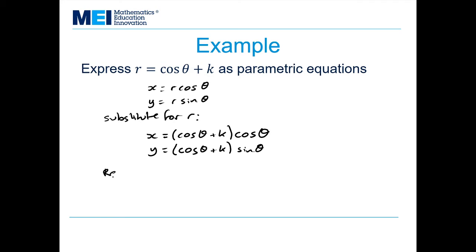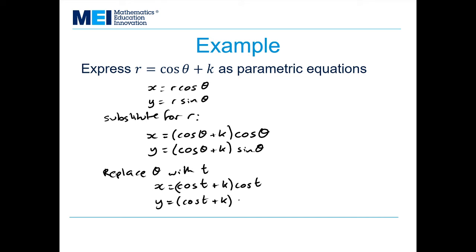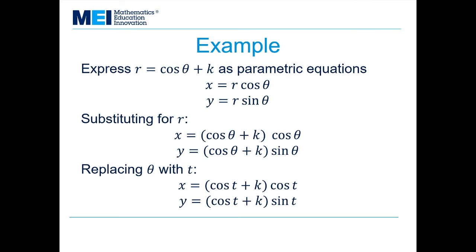And then I'm going to replace theta with t. So I've got x equals cos t plus k times cos t, and y equals cos t plus k times sin t, like that. Let's look at that neatly.